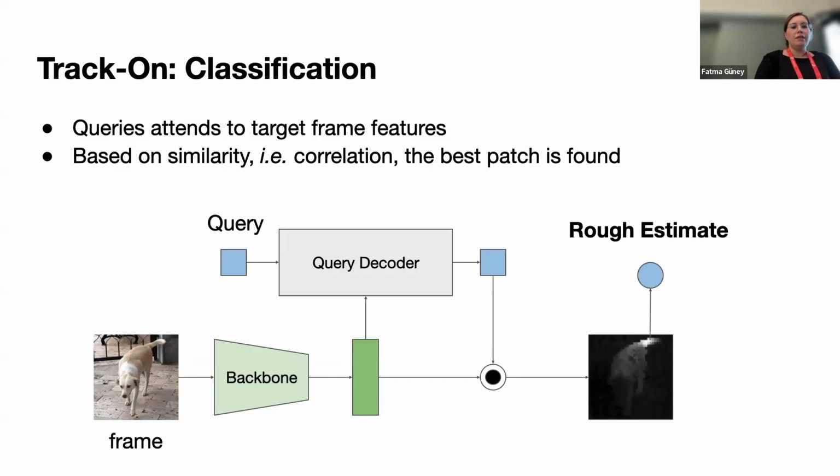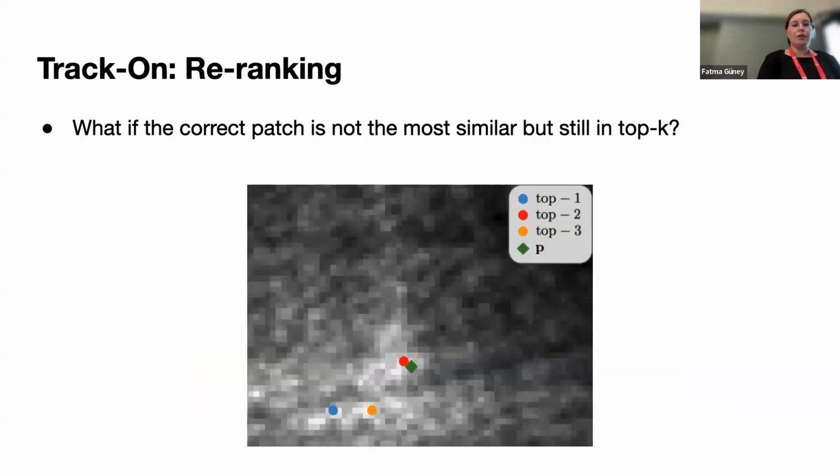One thing we realized is that the correct patch is not always the most similar one, right? Selecting the most similar doesn't always work. For example, here the red patch is closer to the ground truth, the green one, despite being the second most similar, whereas the most similar one, the blue one, is actually far away, right? You don't get the solution if you only look at the most similar patch. But the answer is there. If you look at the top 5, you have it as, for example, the second most similar one.